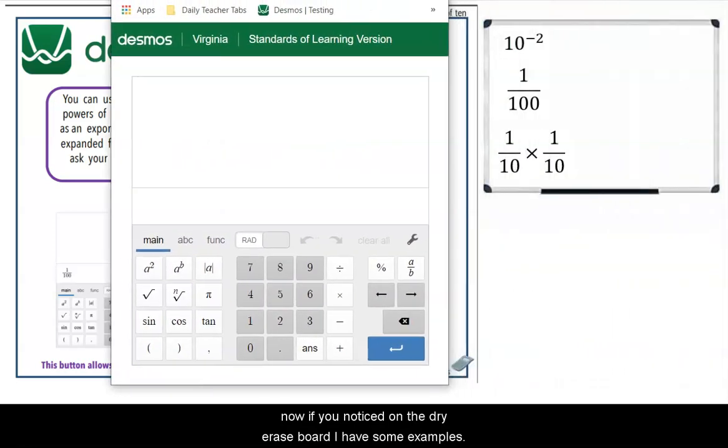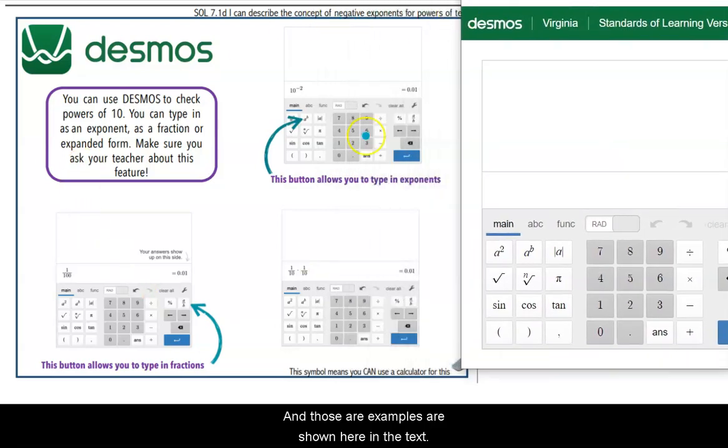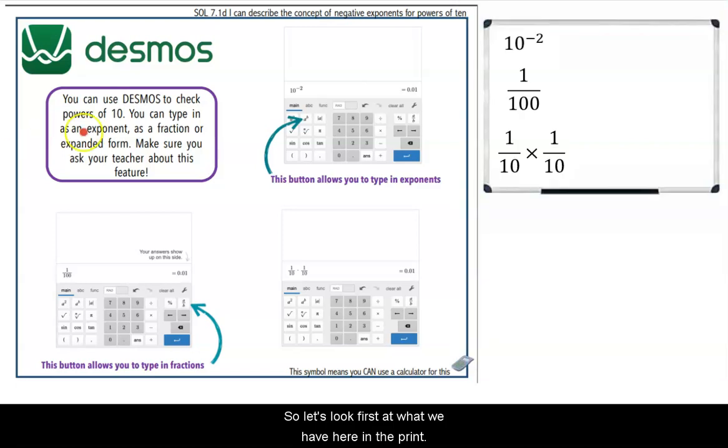Now, if you notice on the dry erase board, I have some examples. And those examples are shown here in the text on your notes, how you would convert or how you would practice. So let's look first at what we have here in the print. It says Desmos, our wonderful Desmos calculators. We can use them to check powers of 10. So I'd like you to try to convert them, but once you convert them, you can then type in the numbers as an exponent, a fraction, or an expanded form. And you can double check to see if it matches a different form. And your teacher will be telling you more about this feature as you guys practice.